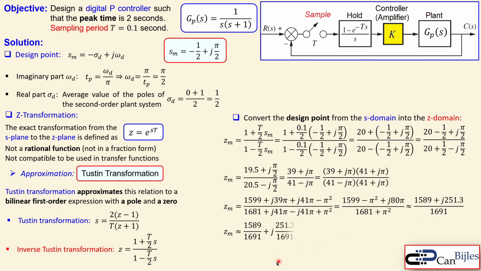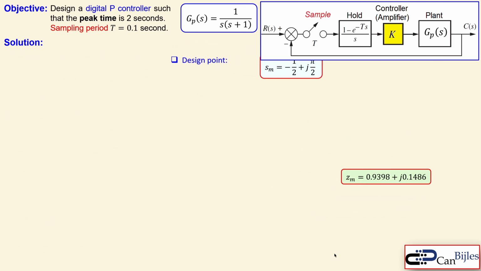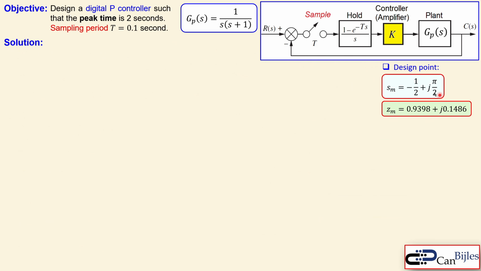So using the rules for the fractions, now taking this real and this imaginary part, you have now our design point in the Z domain. So we have now transformed the design point in the S domain to the Z domain. That's shown here. Okay, moving on. Collect now the design points in the S and the Z domain here.